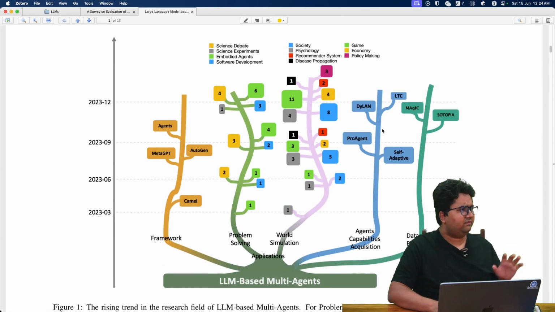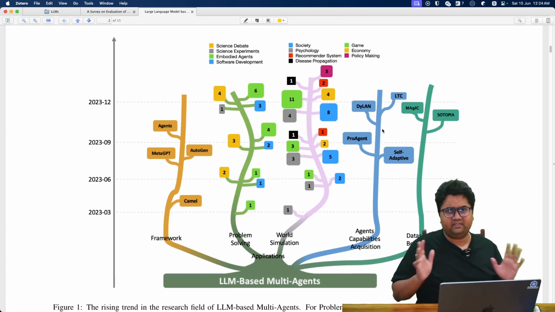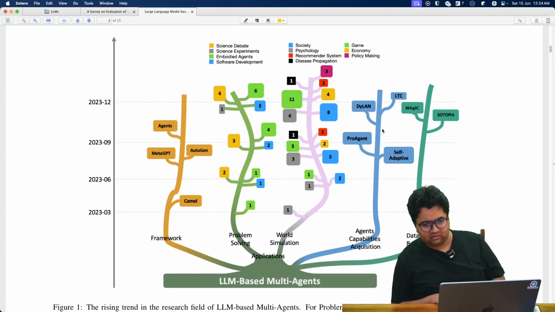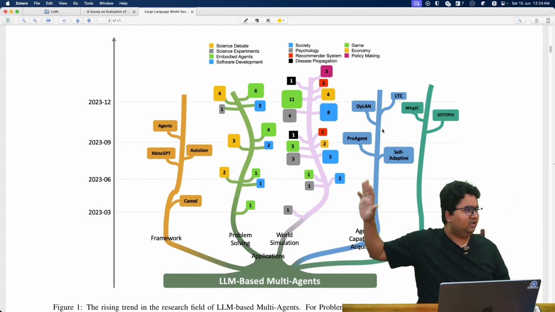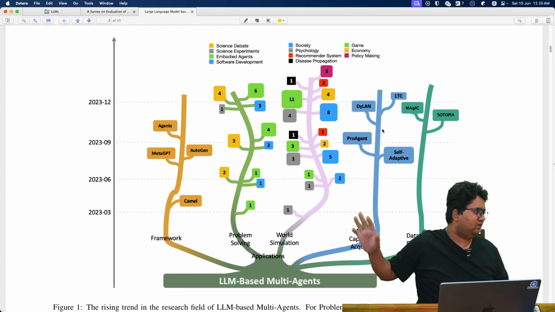So here's a bunch of LLM based multi agents, as I said, the scenario and landscape. Okay, I'll try to move a little bit aside. Okay, so you should be able to, okay, this side, you should be able to see the whole of this thing.